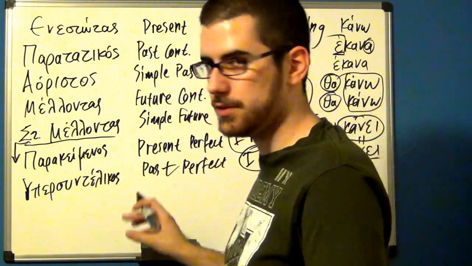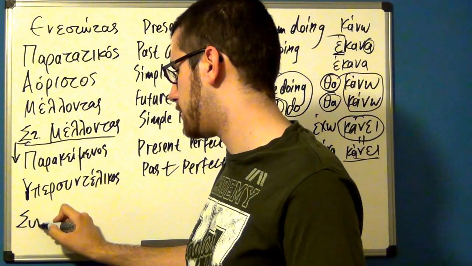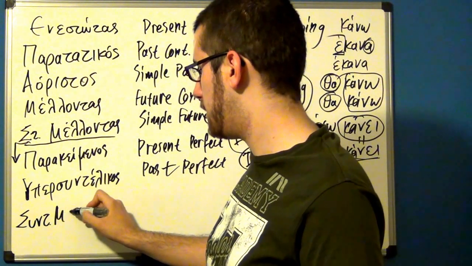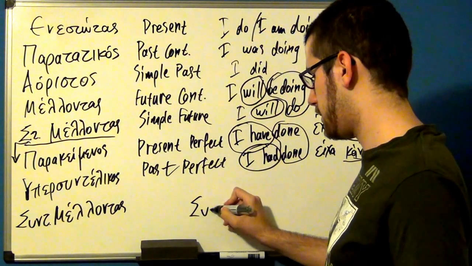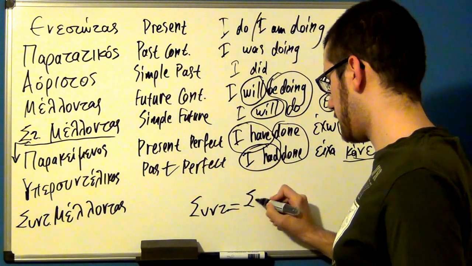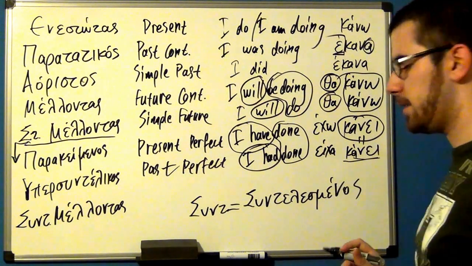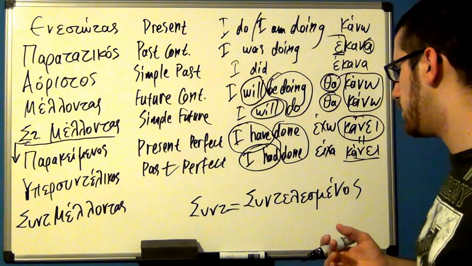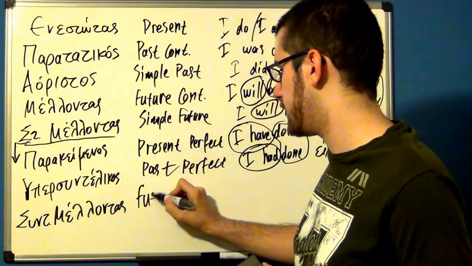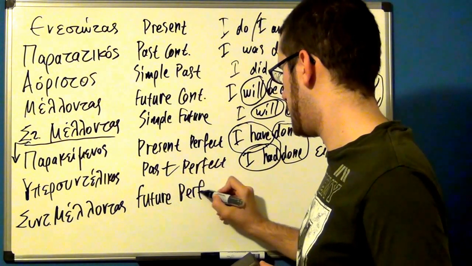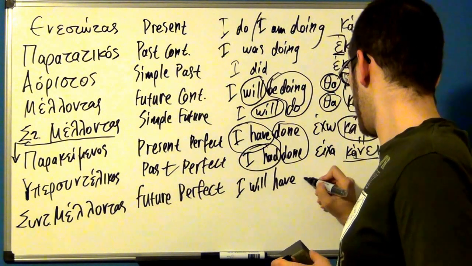And the next one, which is the final one, I'm going to write in shortened form: Συντ μέλλοντας. What I wrote here is actually συντελεσμένος. It means something like completed, already fulfilled. And this tense is future perfect, that kind of thing. It is "I will have done."